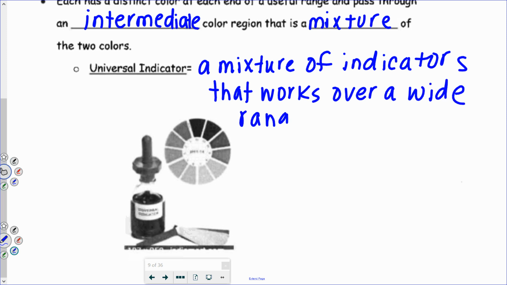Now, there's a number of indicators that we use in class. We would use the universal indicator. There's also something called methyl orange. There's something called phenolphthalein, which is a fun word to use. There is a substance called bromothymol blue. There's thymol blue. There's a bunch of different indicators that are out there. And if we were in class, we'd be using those indicators to display a range of pHs.